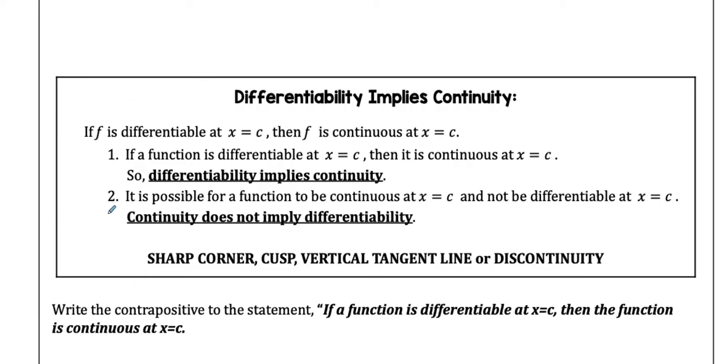Okay, so this box is important. Differentiability implies continuity. What it is saying is next to number 1. If you know that a function is differentiable at a number, automatically it will be continuous at the same number.